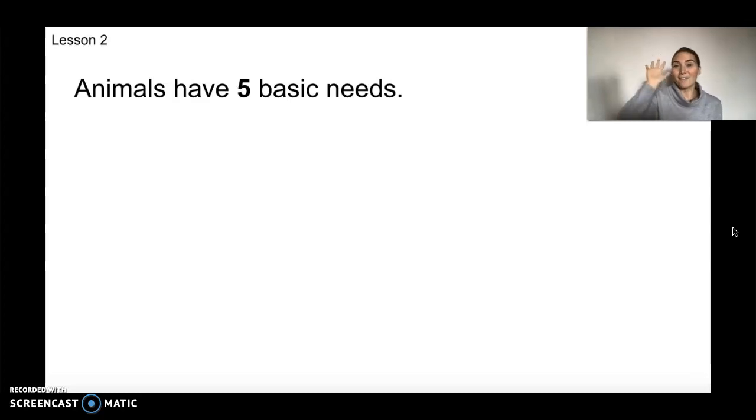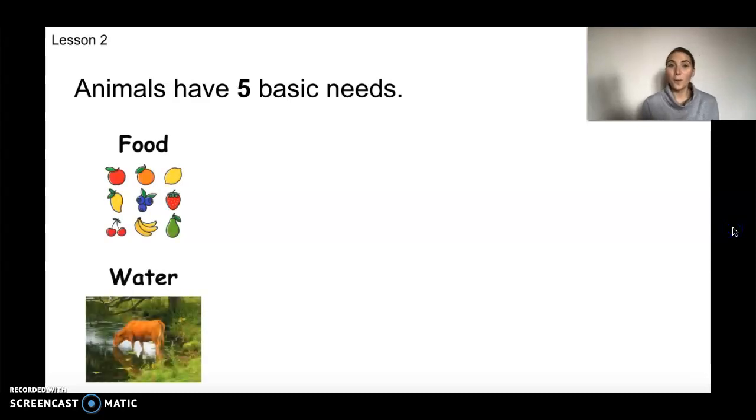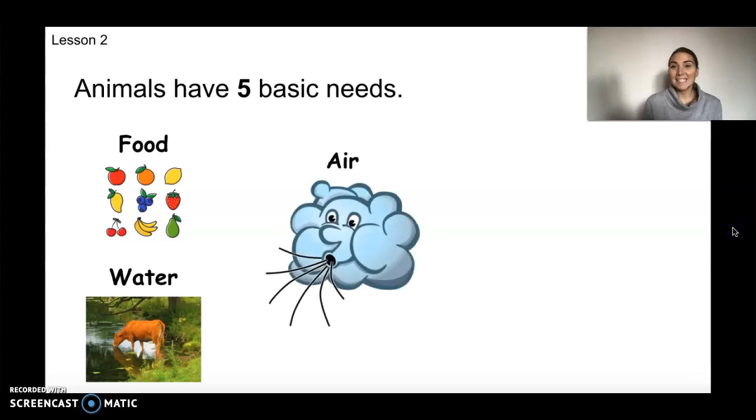All animals have 5 basic needs: food, water, and air are the first 3 basic needs that all animals need to have to survive. So think about some animals that you know. How do they get food? Lots of animals get their food from trees and plants that grow. Some animals eat other animals as their food.